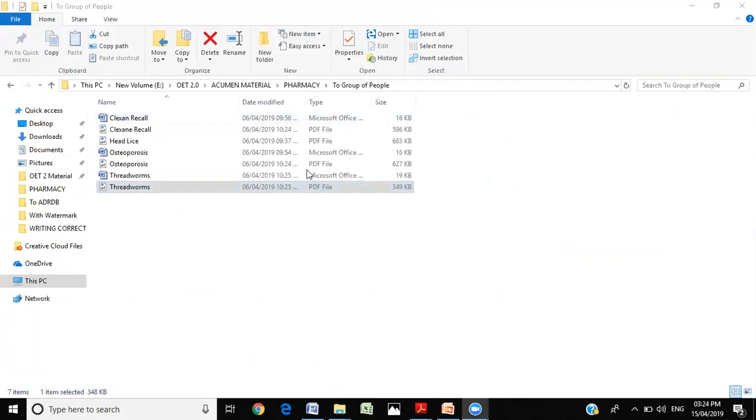If you can see the screen here, you will have a folder like this where you have 4 different tasks. One is on osteoporosis, one is on head lice. So you can write both of them. In fact, head lice and osteoporosis are both the same, written to a group of people. Just don't do this one, Klaxon recall. It is a slightly different task. I'll be explaining that in detail, but you can pick up any of these.